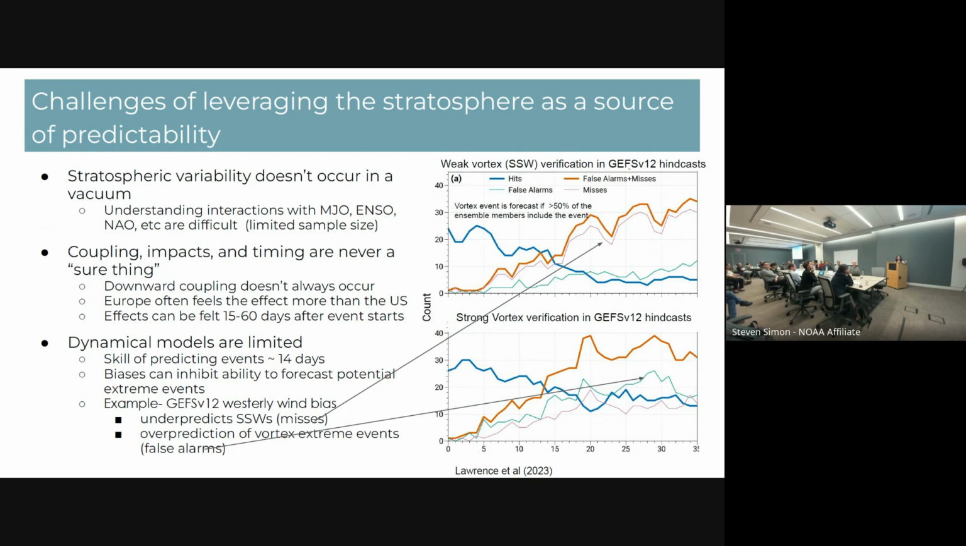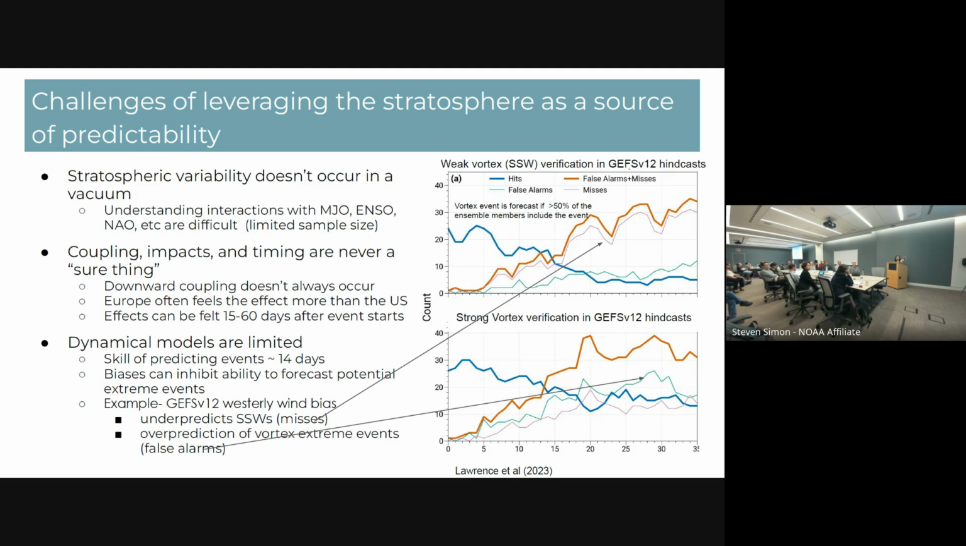It's known that GEFS-12 has this westerly wind bias, so the polar vortex westerly winds. In GEFS-V12, it is even more westerly. So what this means is that in the top panel there, he's showing the hits, misses, and false alarms for weak vortex events, such as sudden stratospheric warmings.